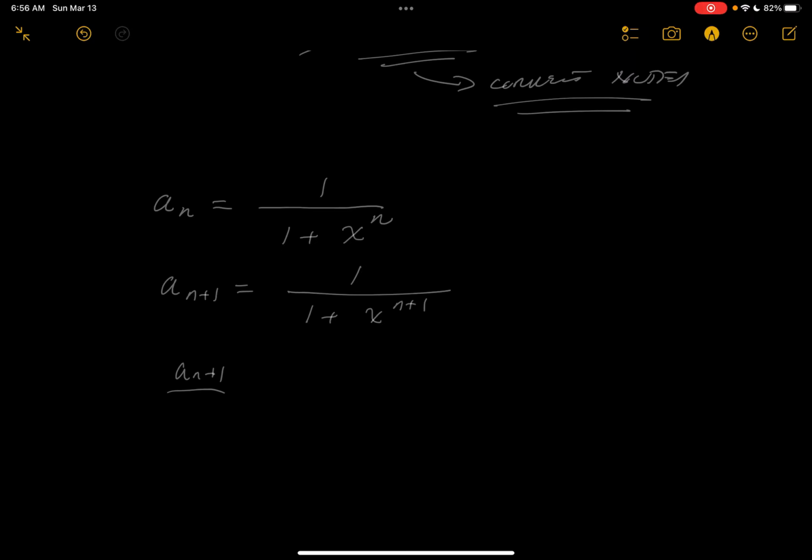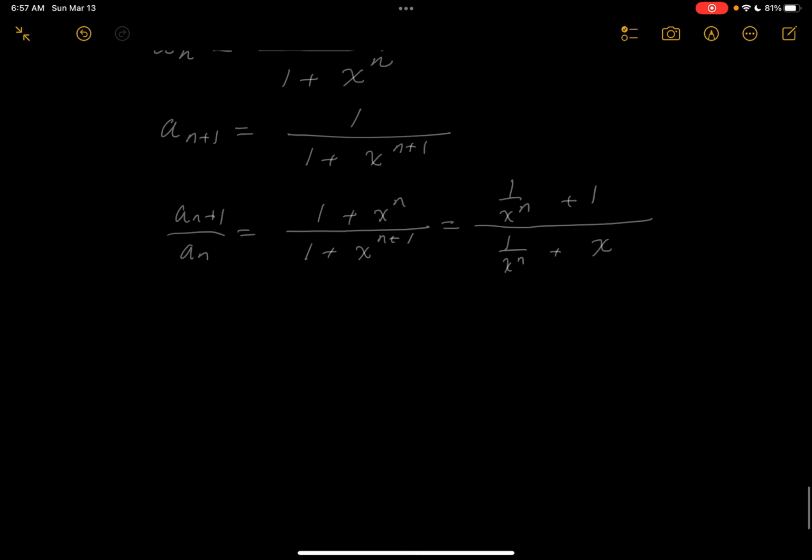a_(n+1) over a_n, well, it's going to be 1 plus x to the n plus 1. And then I'm dividing by a_n, or multiplying by its reciprocal, so this would be 1 plus x to the n. Now I'm going to do something that might seem wacky to you, but I'm going to divide top and bottom by x to the n. And the bottom would be 1 over x to the n plus x. Now I'm going to do limit as n goes to infinity, absolute value.